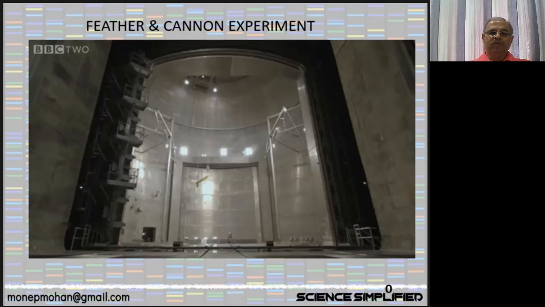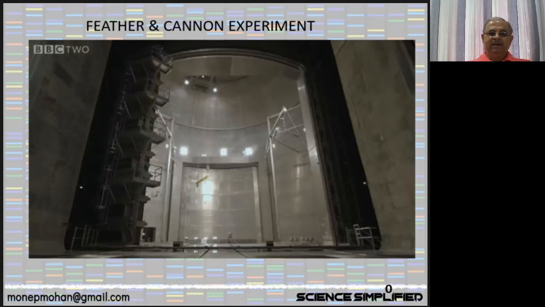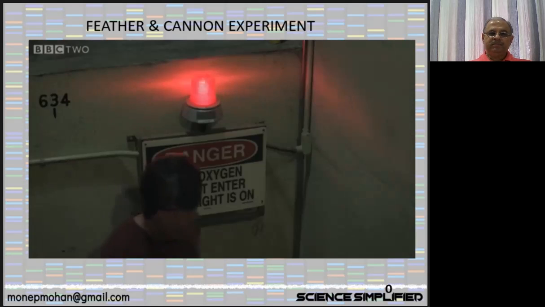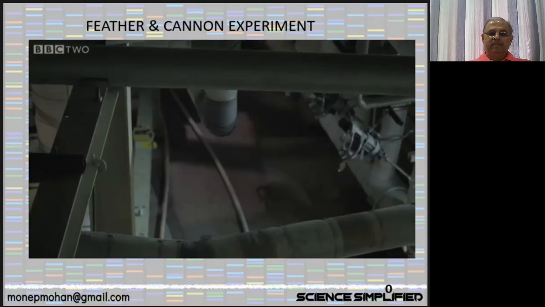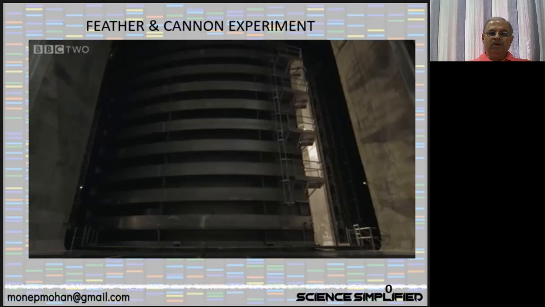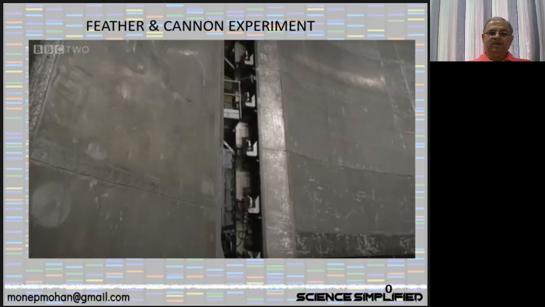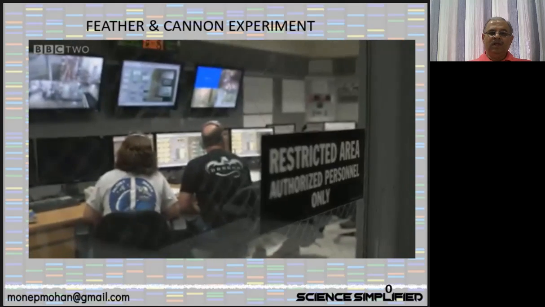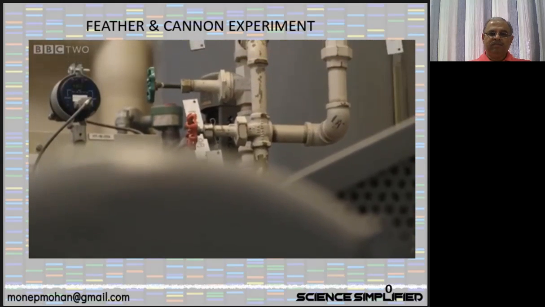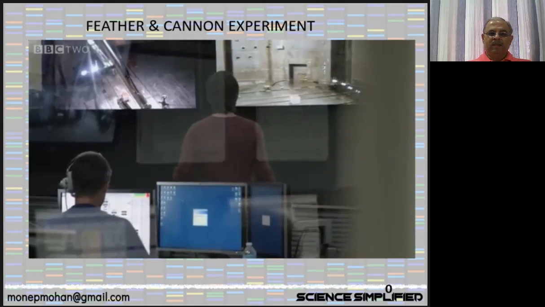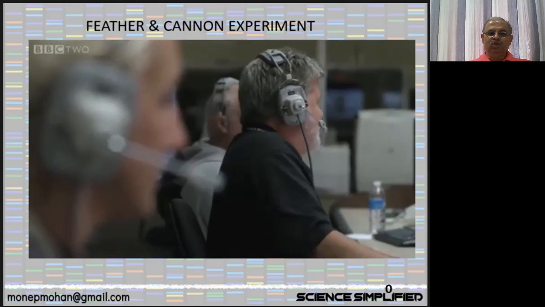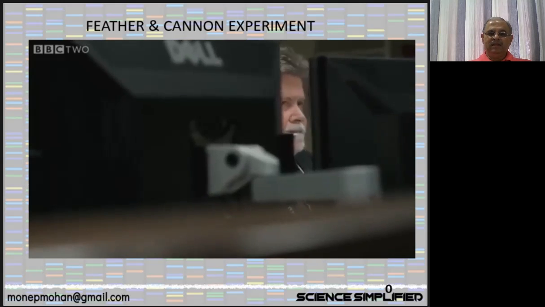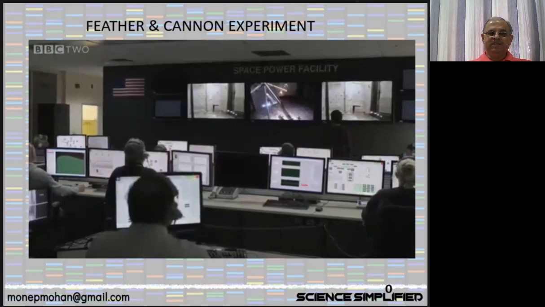Now a full vacuum will be created inside and the same experiment will be repeated again. Now you can see that the whole reactor is fully converted into vacuum to ensure that there is no air inside, and again the cannonball and the feathers will be released.